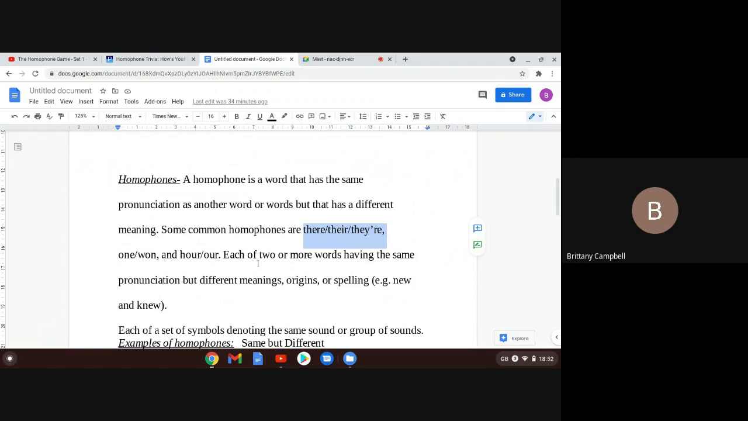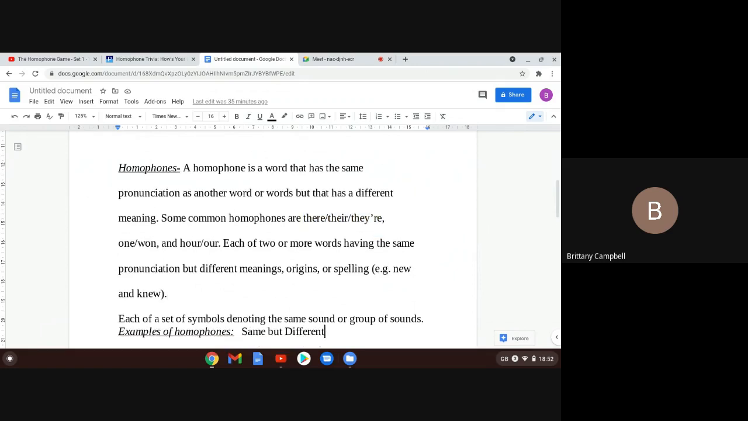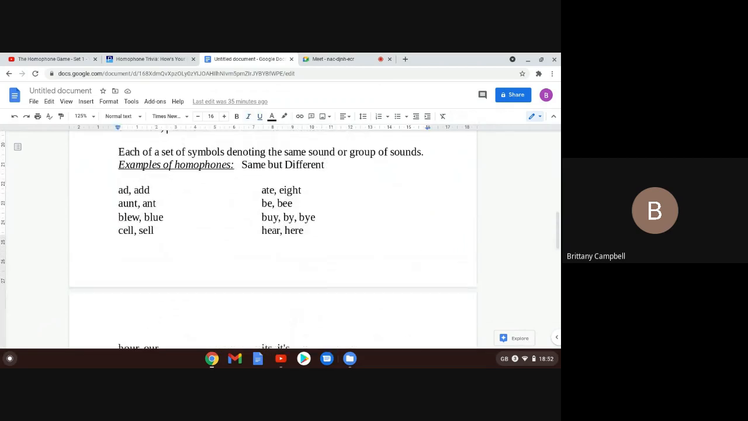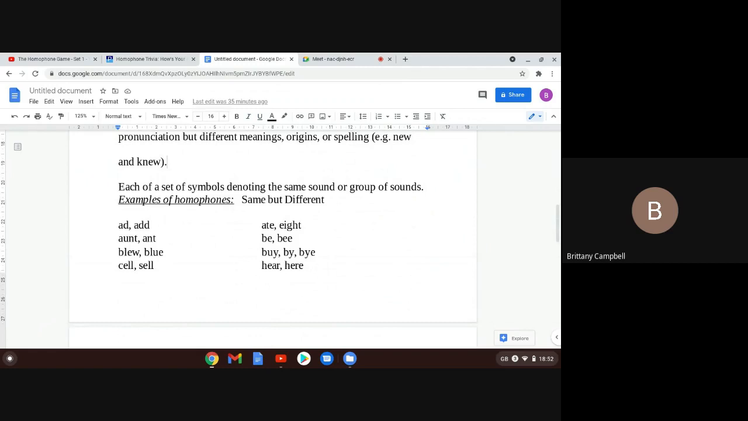Each of the two or more words have the same pronunciation but different meanings, origins, or spelling. Remember, take your notes. It doesn't make sense to know the thing now and tomorrow you don't remember. Yes, take your notes. Beautiful. So each of a set of symbols denoting the same sound or group of sounds. And we have some examples here.